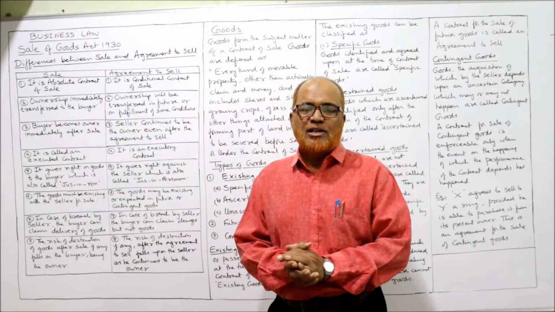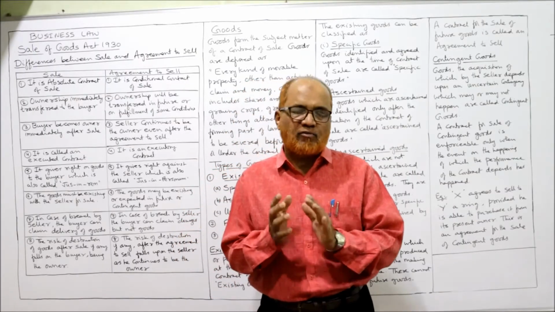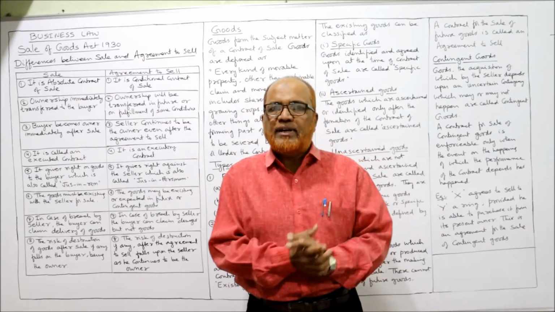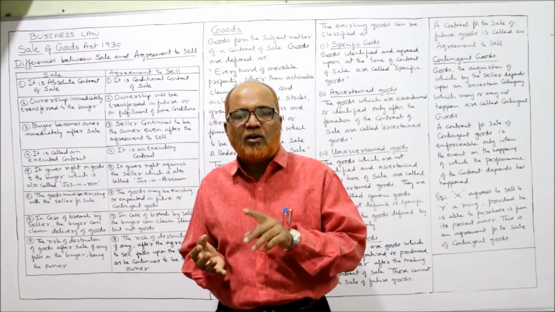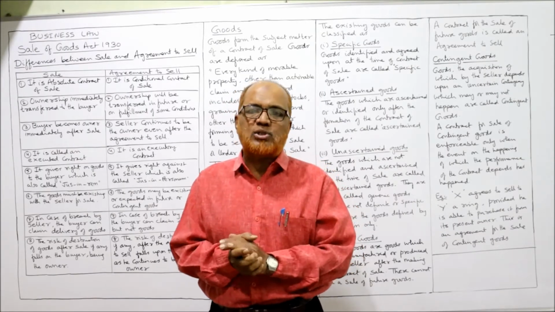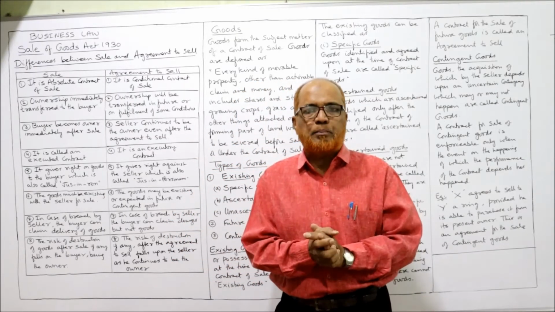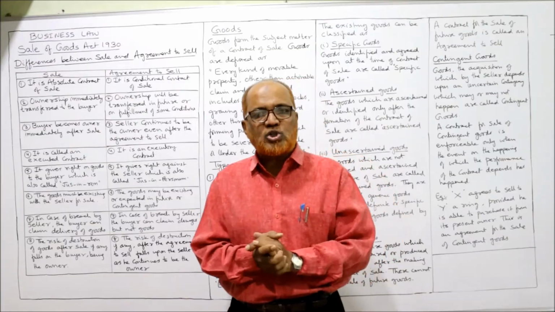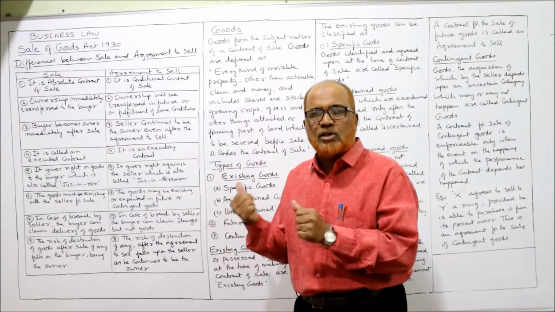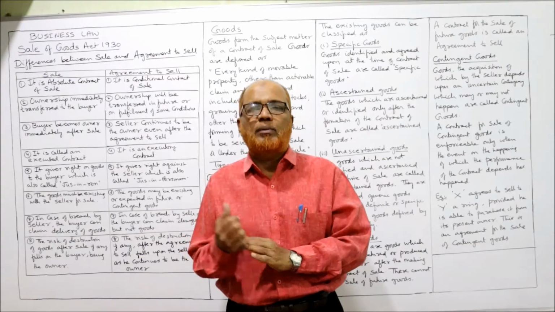I'm Hasham Ali Khan. So this is the second video on Sale of Goods Act 1930. In the last video, I explained the meaning of the term contract of sale and the essential elements of a valid sale. I hope you have watched that video, because this is the continuation of the previous video. If you have not watched the first video, you will not be able to understand the second.